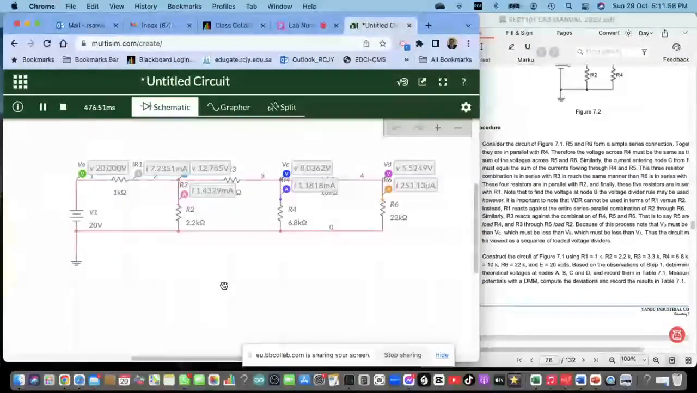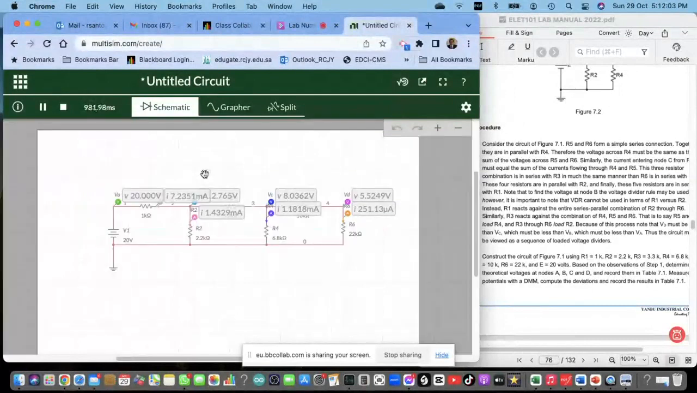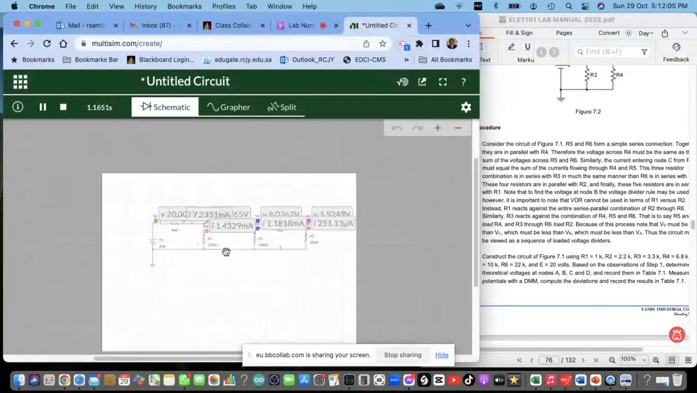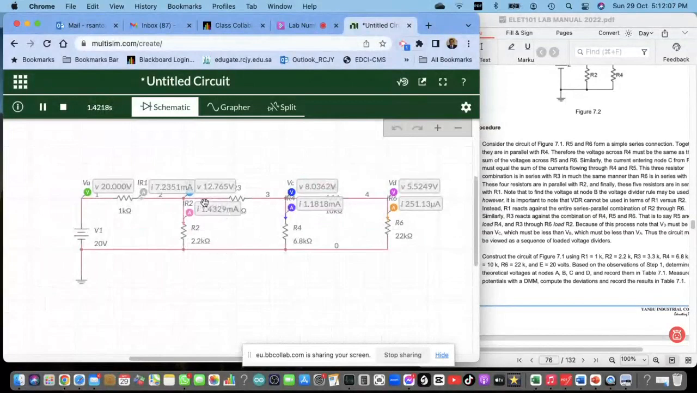VA will be 20. VB will be 12.76, as you can see. All right, VC is 8.03. VD would be 5.5. Yes, IR1 should be 7.2 milliampere. Yes, IR2 would be 1.4.